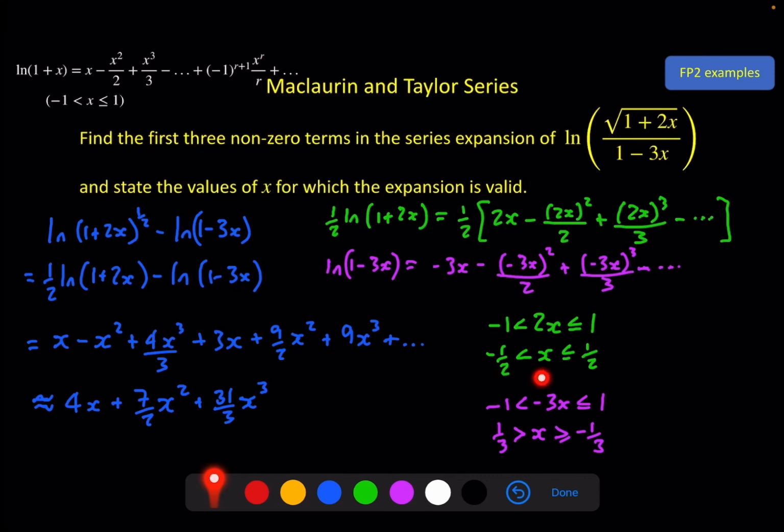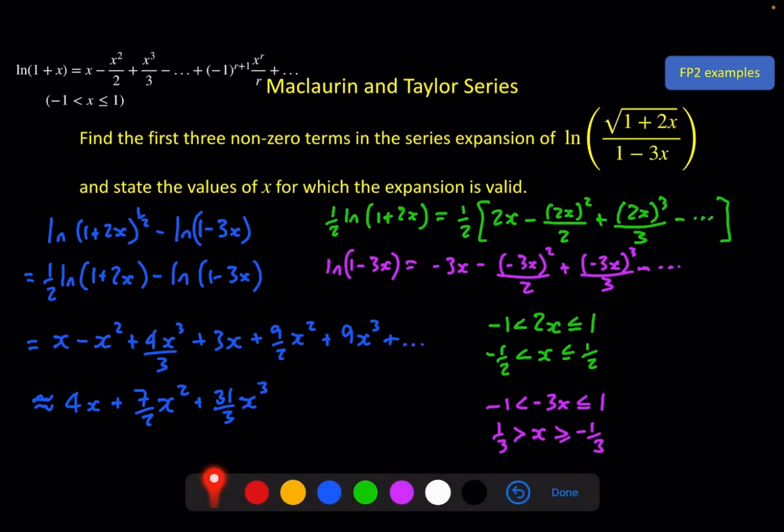So if x must be between half and minus a half, and it also must be between a third and minus a third, then the most restrictive range is the one I have to choose. And in this case, minus a third to a third is a smaller range, all within this range. So if this is true, this is also true. It must be, because this one is inside this range. In this case then, I just need to take this range as my valid range.